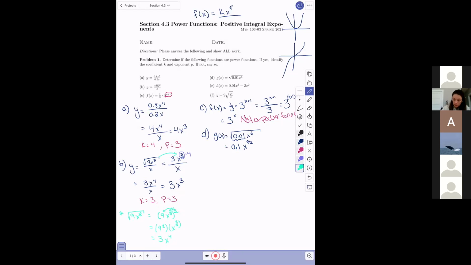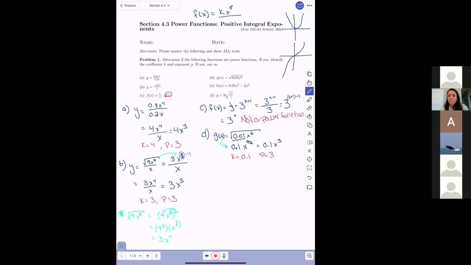It's the same thing that I did over here. So this to this is the same thing that I did over here. It's the same reasoning. Okay, now from here, how can we go ahead and simplify this? Make the exponent 3. So, good, so we have 0.1 x to the power 3. Do we have a power function? Yes. And what's our k and p? K is 0.1 and p is 3. Good. Any questions on that one?